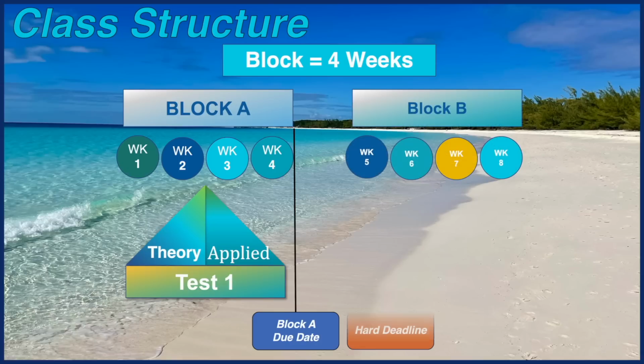Now, so far I've been talking about due dates. When we get to the end of week 4, we're going to then move on to block B. At the end of week 5, that's the hard deadline for block A. That means everything from block A must be turned in, completed. If not, it gets scored as a 0, and that doesn't change.